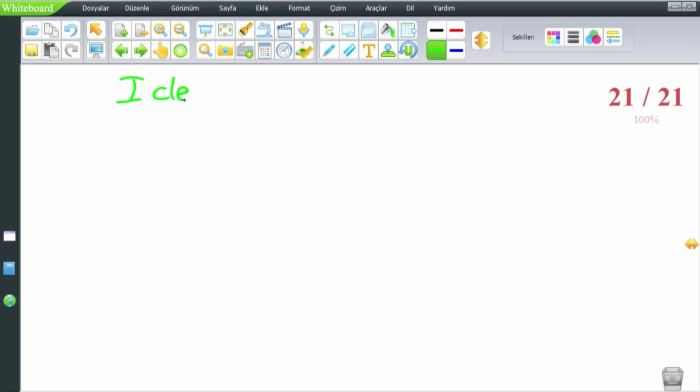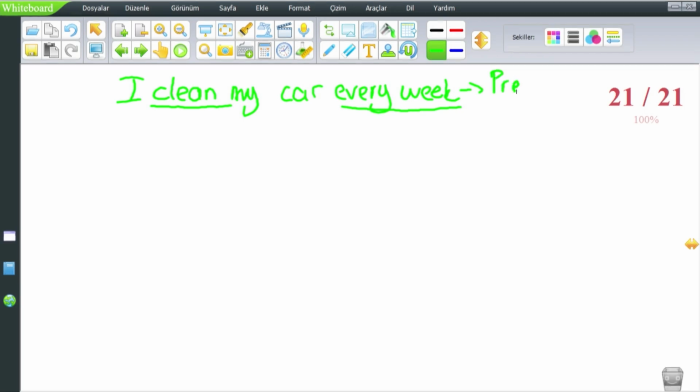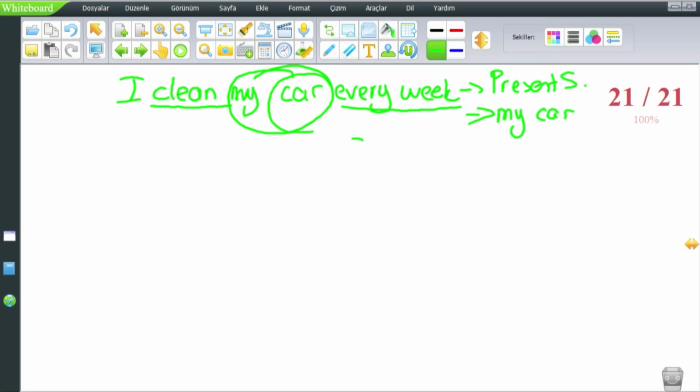I clean my car every week. I'm going to look at the tense first. I can understand that this is a present simple sentence. And what is my object? My car, right? My car is the object of this sentence. Then I can start writing it.